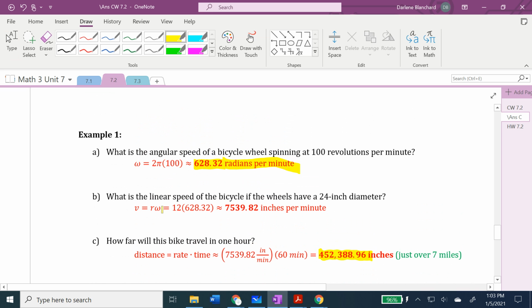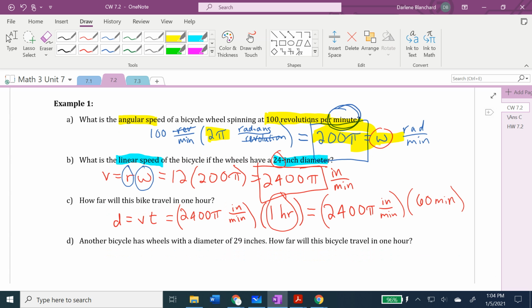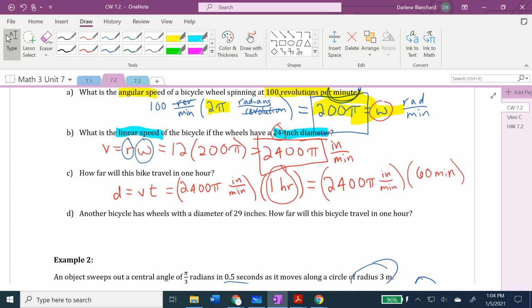Then I multiplied the angular speed and the radius, which was in terms of inches, and that got me that the speed of the bicycle is 7,539 inches per minute. When I wanted to know how far I traveled in 1 hour, I took the speed and multiplied it by time, realizing that I needed to use the same time measurement. So 1 hour was 60 minutes. Coming back over here, do you think you can figure out part D? And I should point out this is assuming that we are keeping the same angular speed.